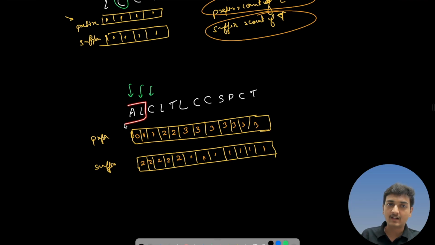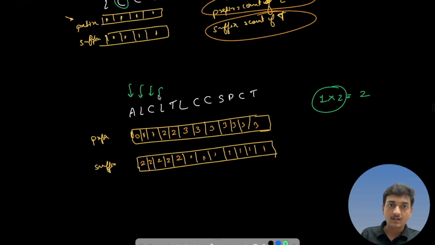How many L's are there? I will be asking from the prefix array: how many L's are there in the left side? I will go here, and it will tell me there is one L. So I will write it here. Now I will ask the suffix array how many T's are there in the right side. It will tell me there are two T's. Okay, I will write that. This will give me the number of LCT pairs coming from this C. So it will give me 2.